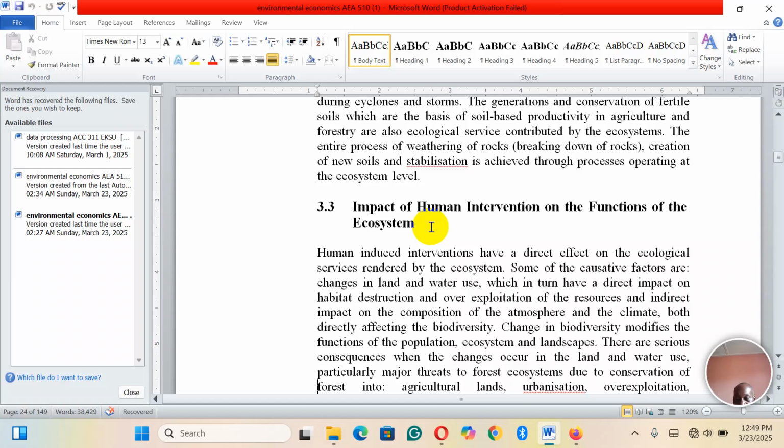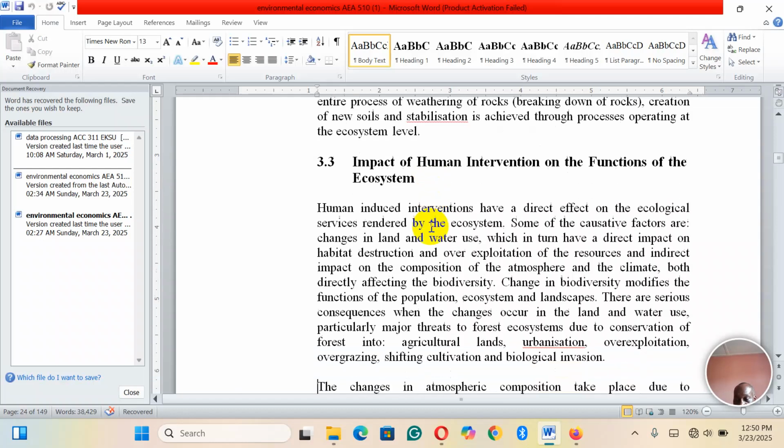Then there are serious consequences when changes occur in land and water use, particularly major threats to forest ecosystems due to the conversion of forests into agricultural land, urbanization, over-exploitation, overgrazing, shifting cultivation, and also biological invasion.